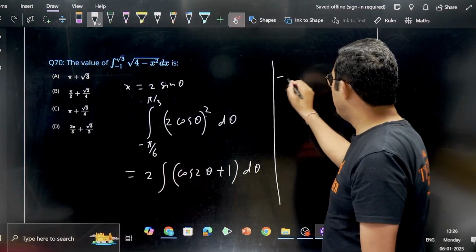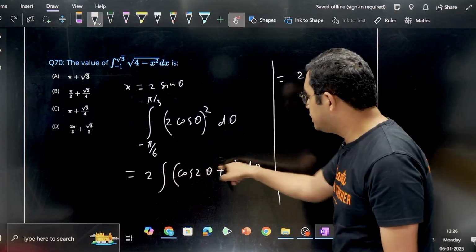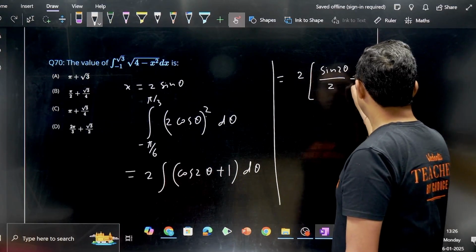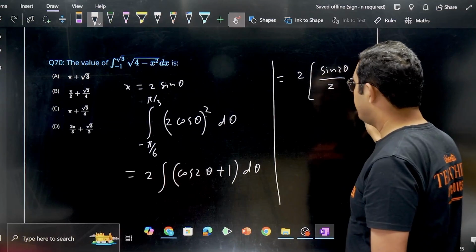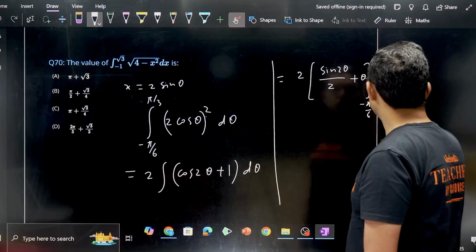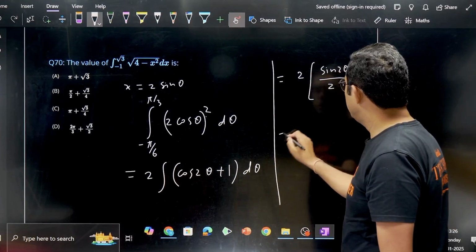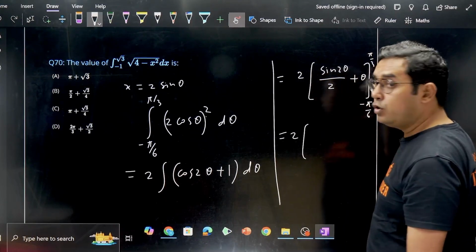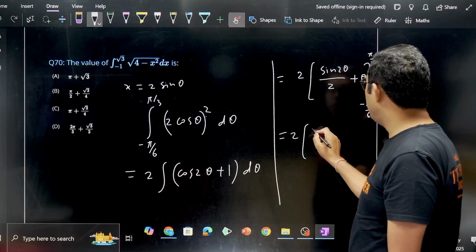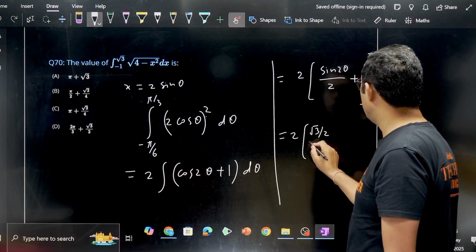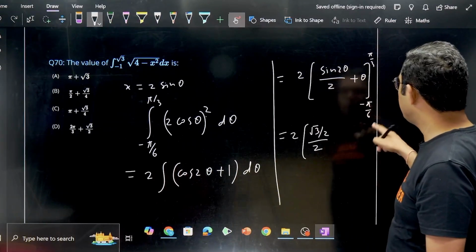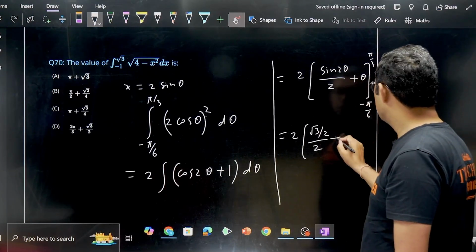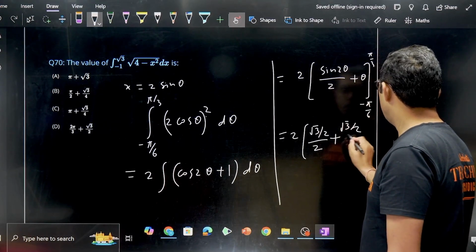Okay. And that will be 2 times the integration of cos 2 theta, which is sine 2 theta upon 2 plus theta. And limits are from minus pi by 6 to plus pi by 3. So let's put the limits. This sine 2 theta at pi by 3, actually 2 pi by 3, will be, I think, root 3 by 2. Yeah, root 3 by 2 upon 2. And for minus pi by 6, it will give you minus plus. So again, root 3 by 2 only upon 2.